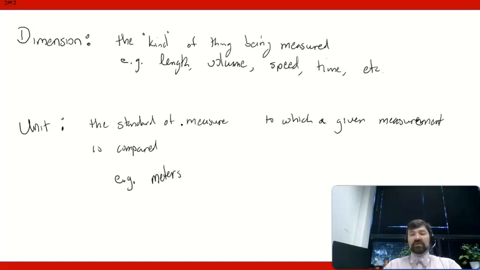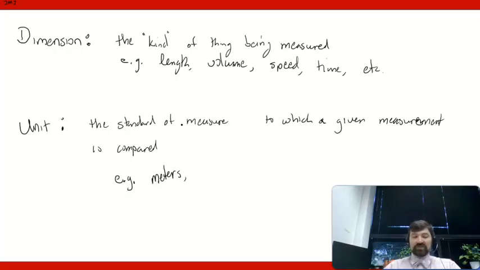Your standard unit might be the meter. And so when you want to say how long is something, you're comparing it to that standard. So a meter is roughly the length of a meter stick. So if I say something is 5 meters long, in some sense I'm saying it is 5 times as long as a meter stick is.